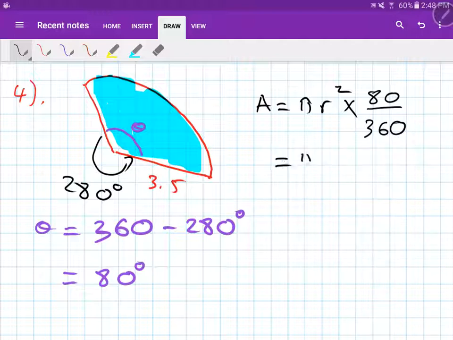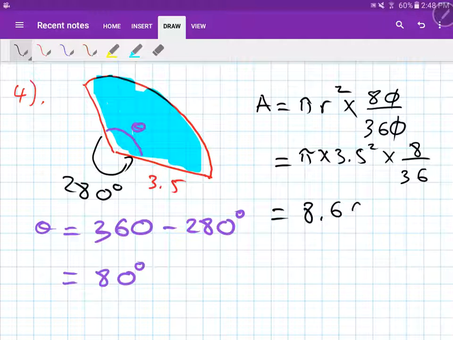So now pi times the radius, which is 3.5 squared, you times by 80 over 360. You can simplify that, 8 over 36, or 2 over 9. So you type that in, and you should get 8.6 centimeters squared for one decimal place.